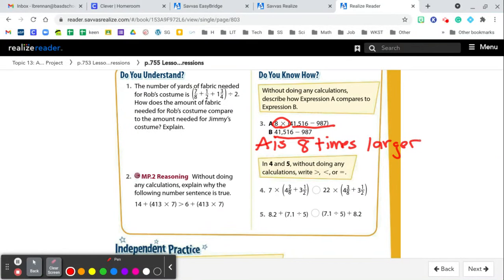In 4 and 5, without doing any calculations, write greater than, less than, or equal to. Again, look for the information that's the same on both sides and get rid of it. And then we're comparing 7 to 22. We know 7 is smaller than 22. Look for information on both sides and get rid of it. And 8.2, 8.2. So these guys are equal to each other. Have fun.